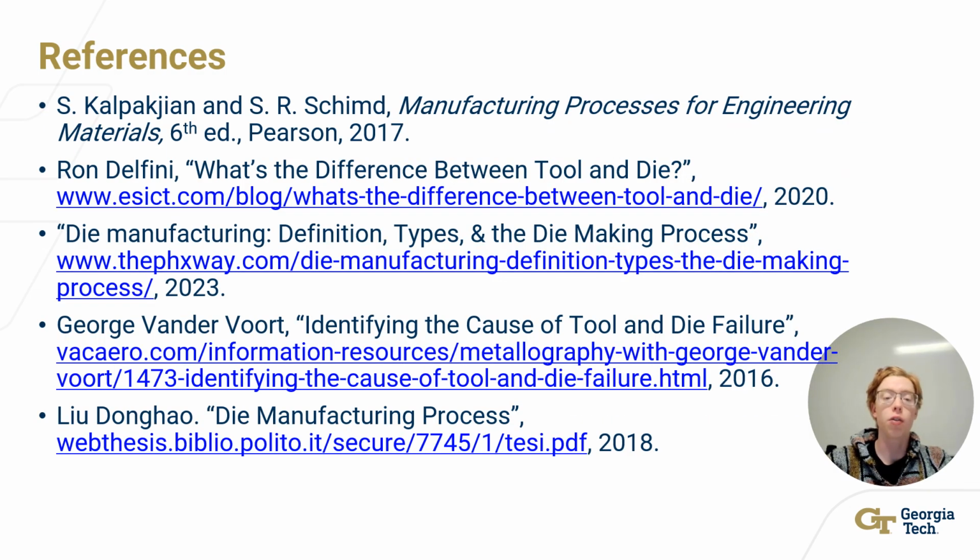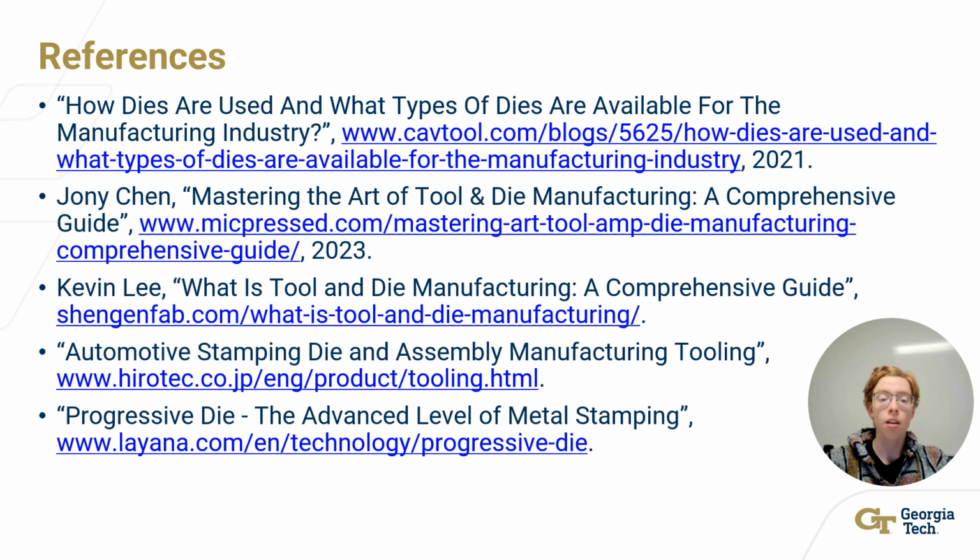These are the references used for this video. Manufacturing processes for engineering materials. What's the difference between tool and die? Die manufacturing definition, types, and the die making process. Identifying the cause of tool and die failure. Die manufacturing process. More references include how dies are used and what types of dies are available for the manufacturing industry. Mastering the art of tool and die manufacturing, a comprehensive guide. What is tool die manufacturing, a comprehensive guide. Automotive stamping, die, and assembly manufacturing tooling, and finally progressive die, the advanced level of metal stamping.